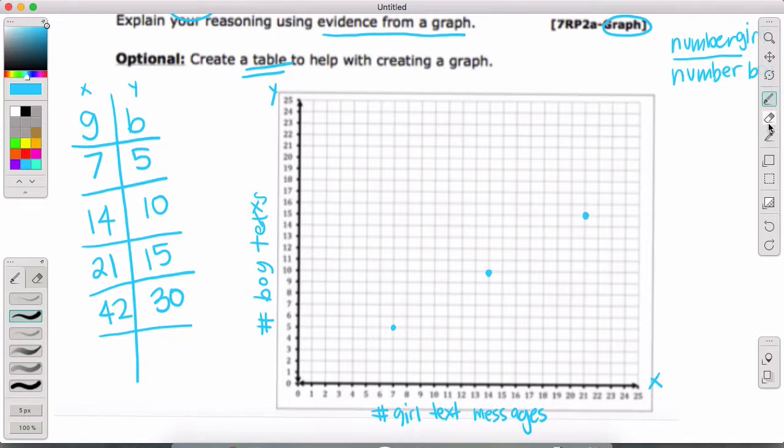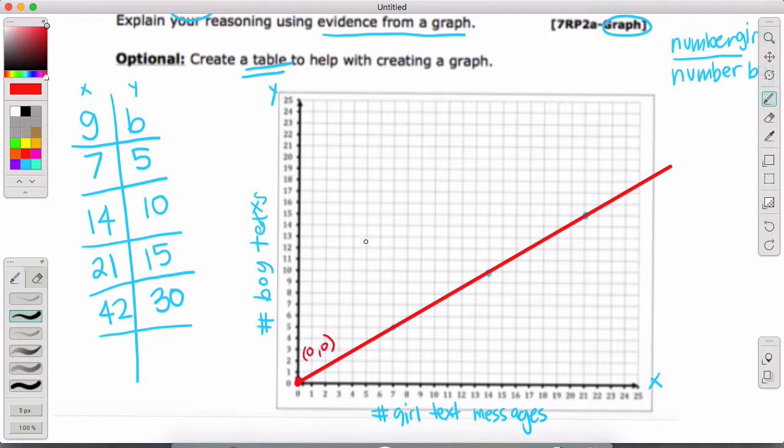So I'm going to cheat with my tools here, and I'm actually going to draw a straight line with my line tool. You, of course, would use a ruler on your paper. Notice that if I draw a straight line through the origin, it goes through all three of those points. And then there is a point right here at 0, 0. And that point means that for 0 text messages from girls, there would be expected 0 text messages from boys. So this point right here is the point 0, 0.